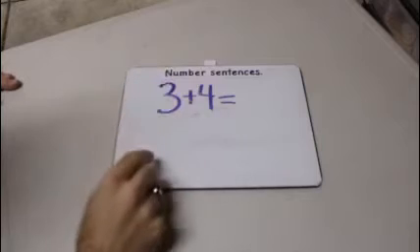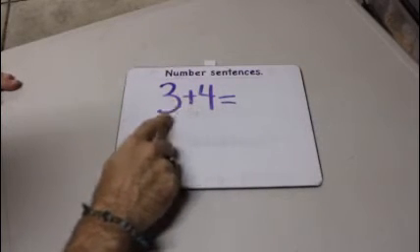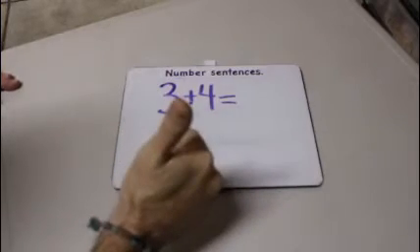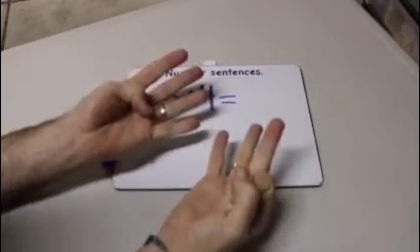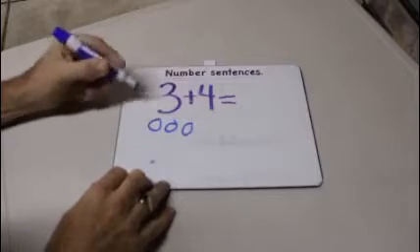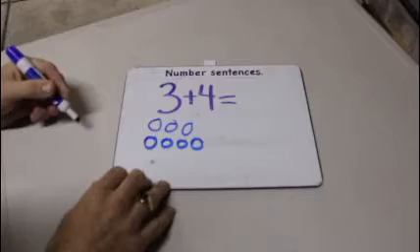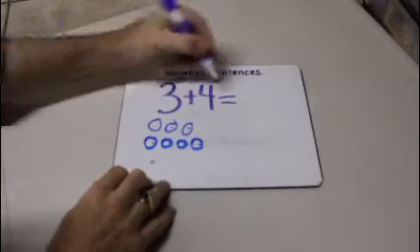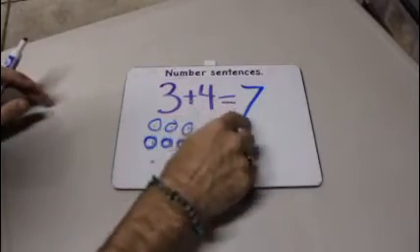Number sentences. Please remember, we've got to remember to look at our symbols. Okay, read it. 3 plus 4 equals, mental math, fingers, or pictures. We got 1, 2, 3, plus 4 more. 1, 2, 3, 4. How many altogether? 1, 2, 3, 4, 5, 6, 7. Read it. 3 plus 4 equals 7.